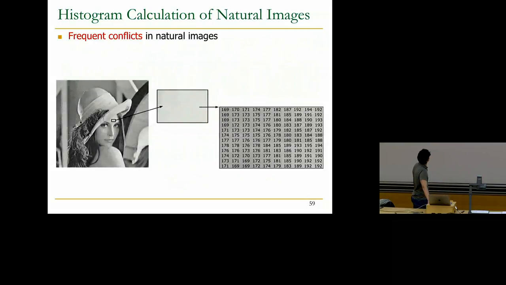So we need to use atomic addition in this case. The problem is that when we compute, for example, histograms for natural images, it's going to be very frequent that we have this kind of atomic conflicts. For example, here you see the forehead of the lady, and these are the values of the pixels. We have these two pixels that are neighbors, and they both have the value 192. So the threads assigned to these pixels will both try to update the same position, 192, in the histogram.